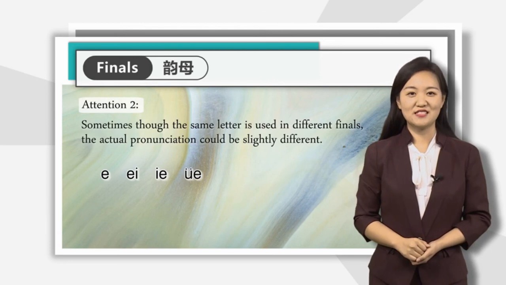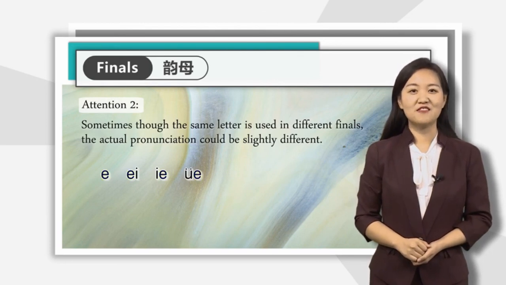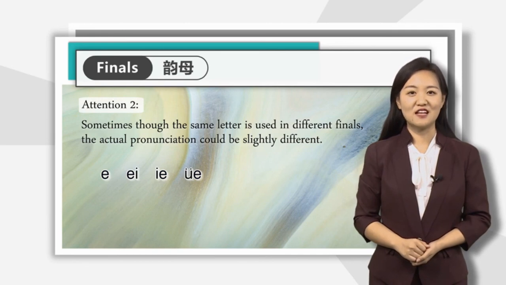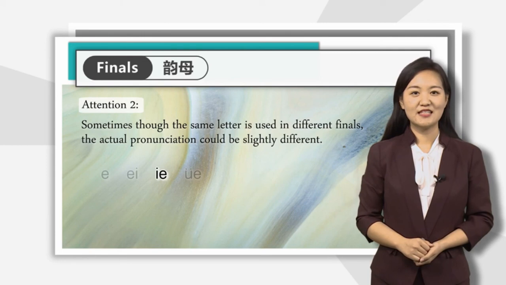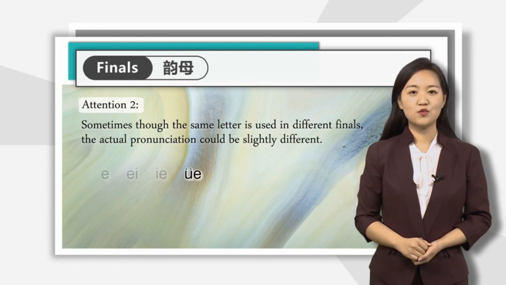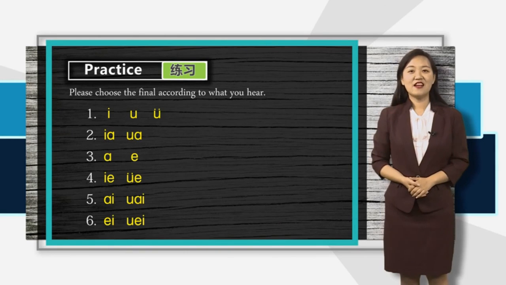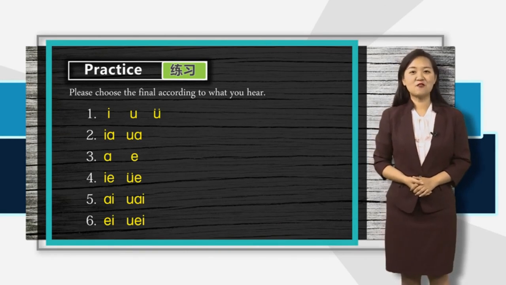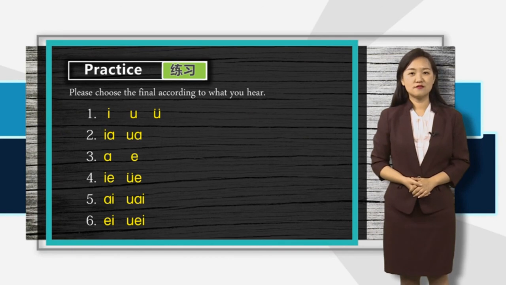And there's another point. For e sound, the single vowels and compound vowels are slightly different. Listen to me. e, ye, yue. Now let's do some practice. Please choose the right final according to what you hear. 1. wu, wu. 2. ya, ya. 3.